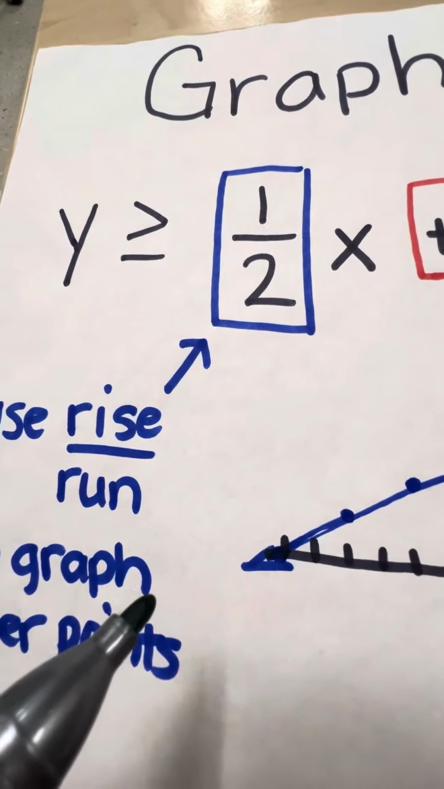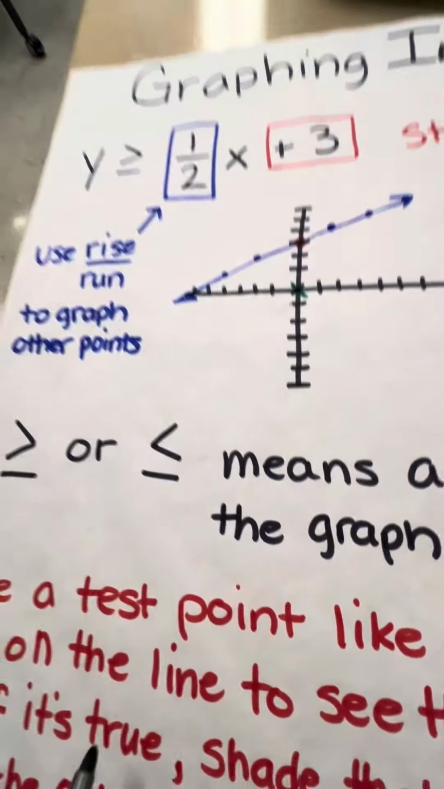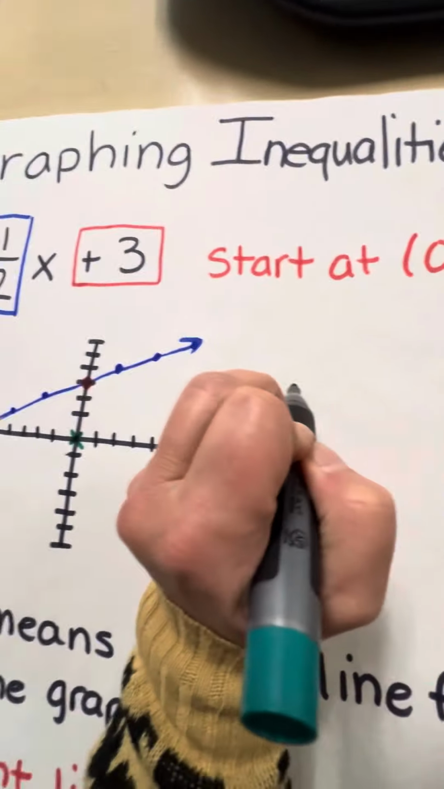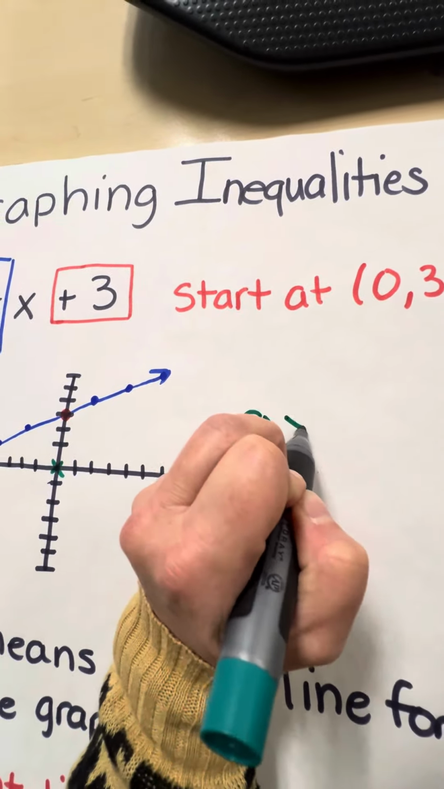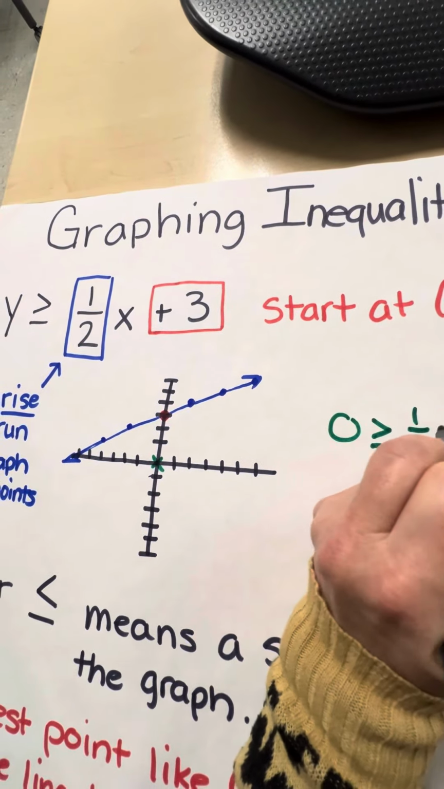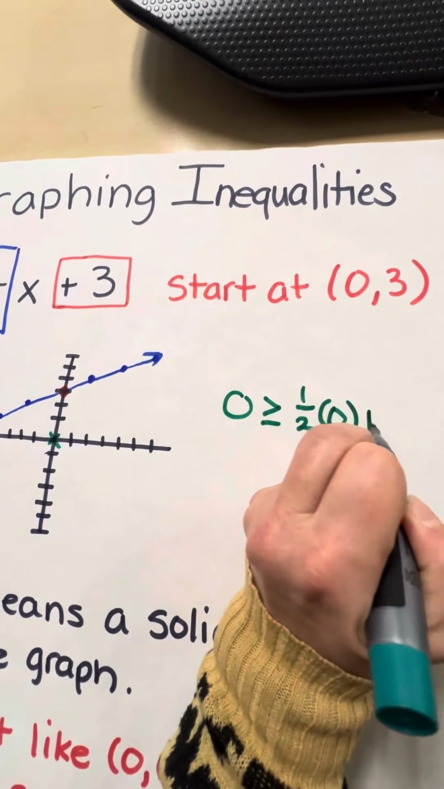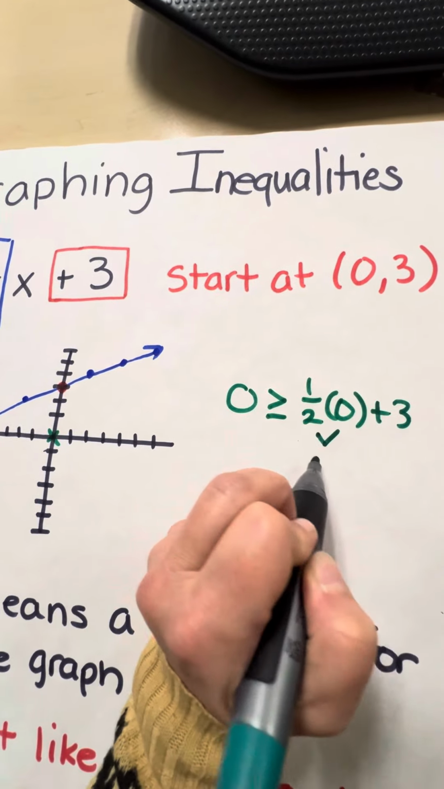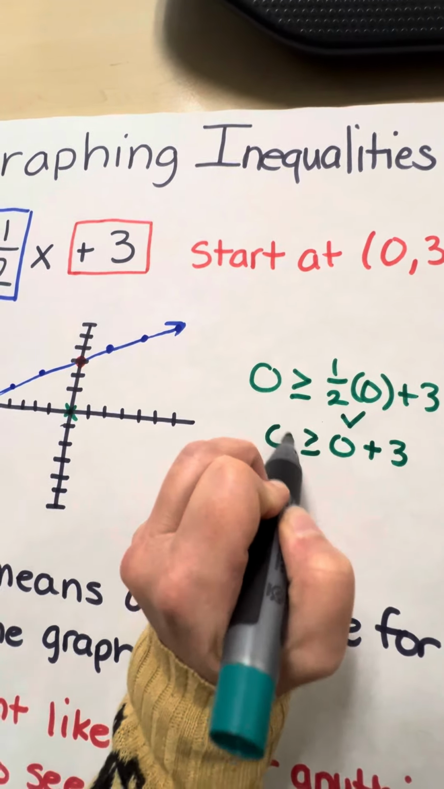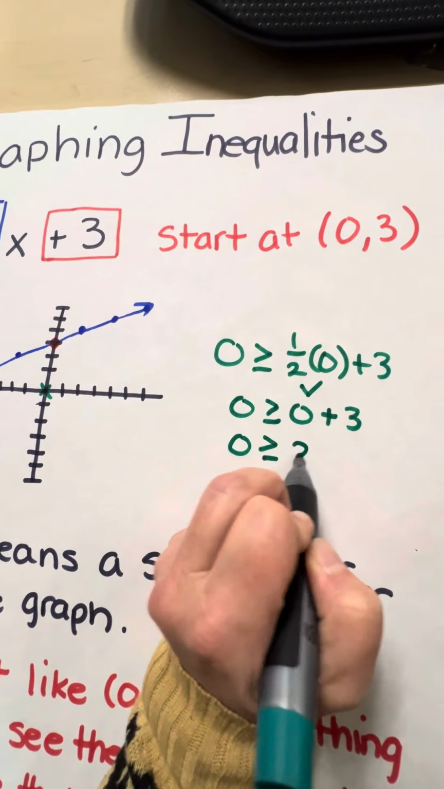So what I'm going to do is plug in 0 for x and 0 for y and see if that statement is true. I'm going to do that over here. So we're going to say 0 is greater than or equal to 1/2 times our x coordinate, which is 0, and then we have that plus 3. This is 0 plus 3.